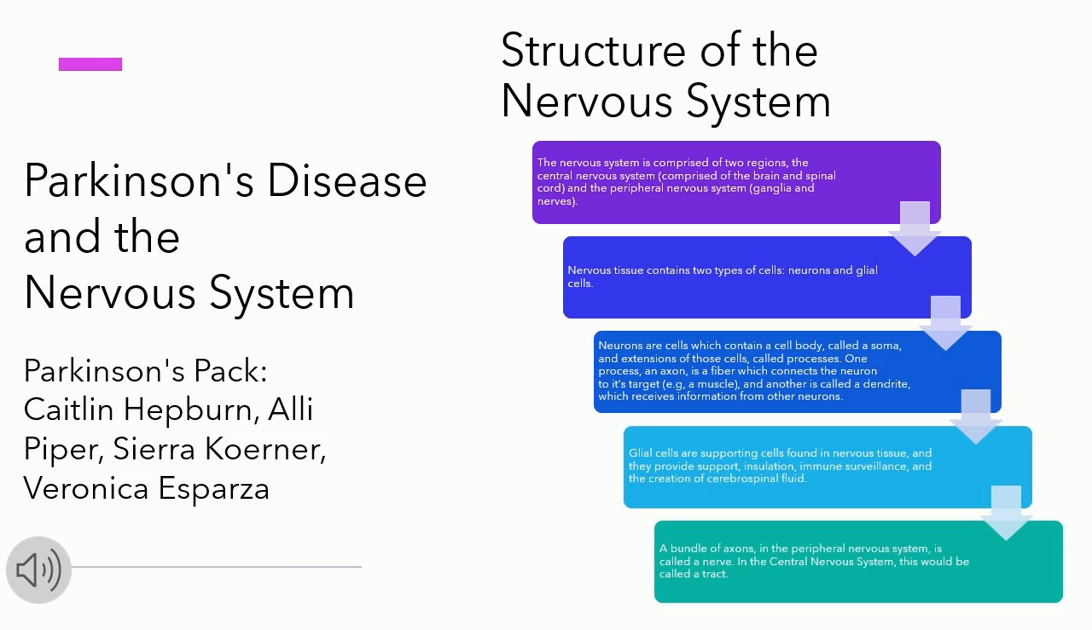And so then responses can be broken up into two different categories: voluntary responses or involuntary responses. So the somatic nervous system controls voluntary responses, and the autonomic nervous system controls involuntary responses. An example of a voluntary response is the contraction of skeletal muscles. And some examples of involuntary responses are the contraction of smooth muscles, regulation of cardiac muscles, and activation of glands.